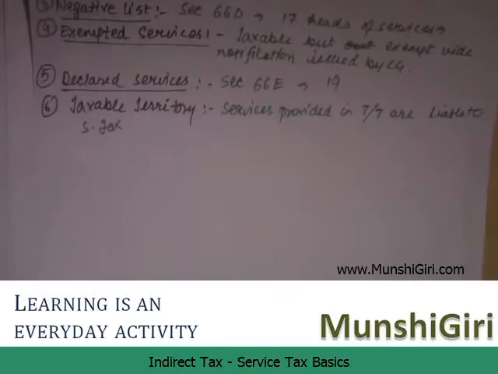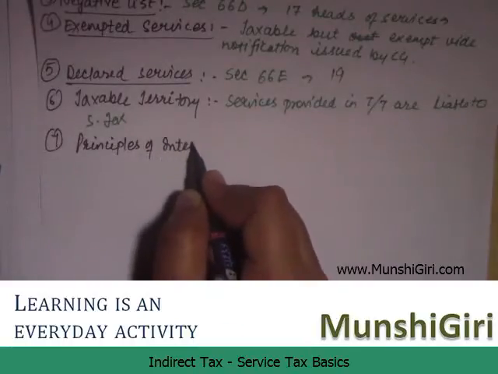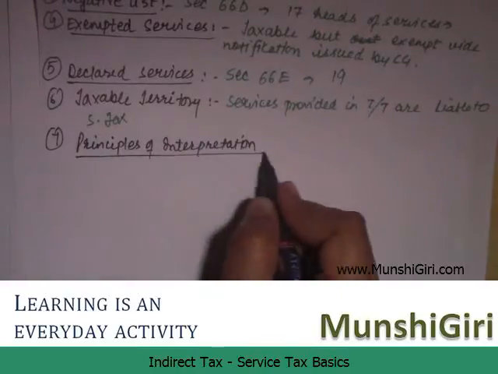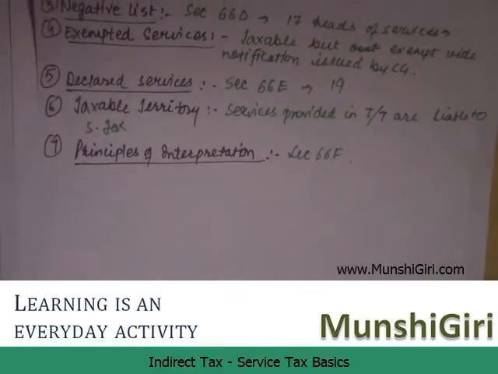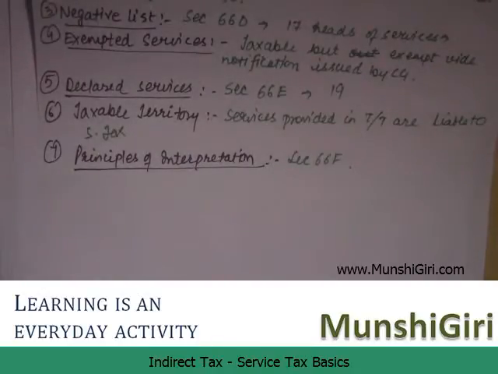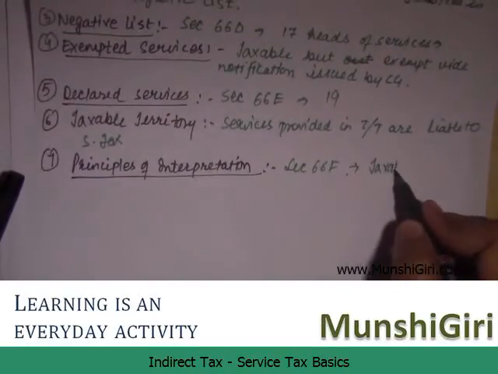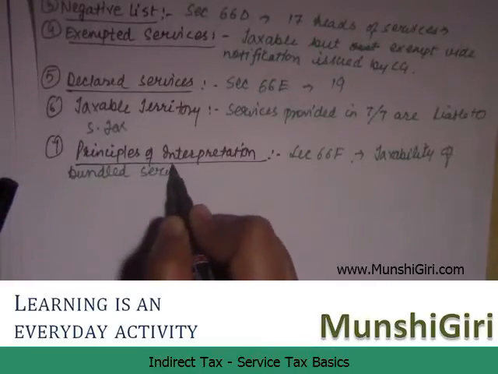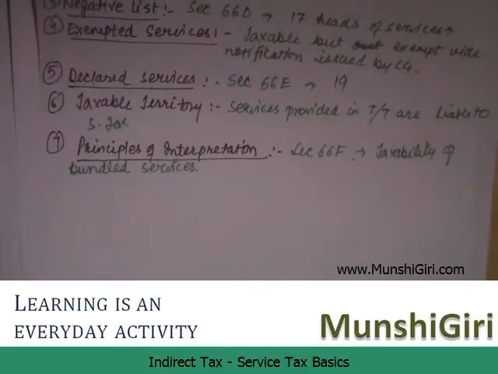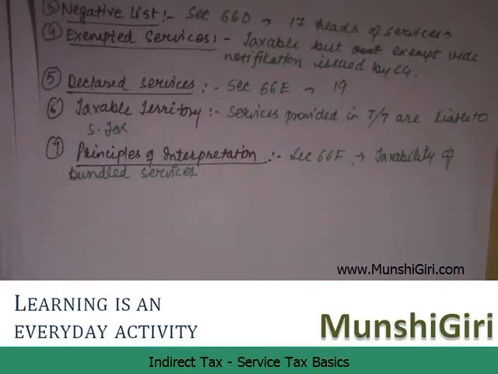Next is principles of interpretation, provided under section 66F. These principles apply whenever services have to be treated differentially for any reason and also for determining the taxability of bundled services. Bundled services are when two services are bundled together. They can be either natural bundling or artificial bundling, which we'll see later on in the tutorials.